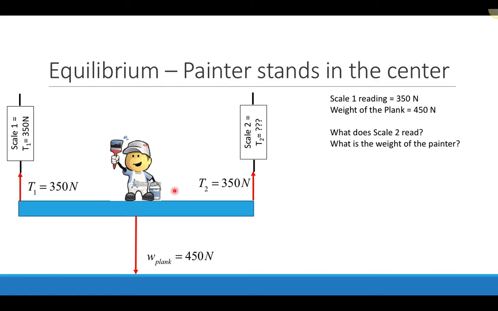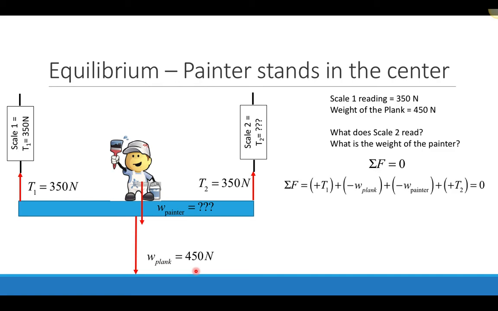It seems like we don't have enough information, but the painter is in the center, which tells us that those two scales have to be the same value. But what is the weight of the painter? The painter also applies some force from his weight. We want to know how much he actually weighs. Well, the system is in equilibrium, so the sum of the forces has to be equal to 0.